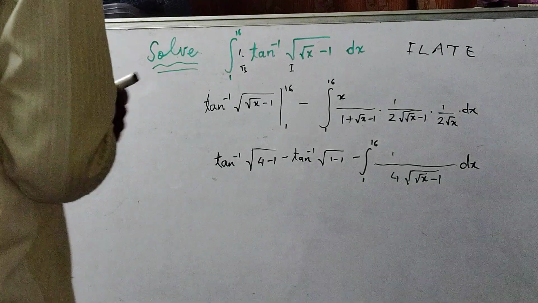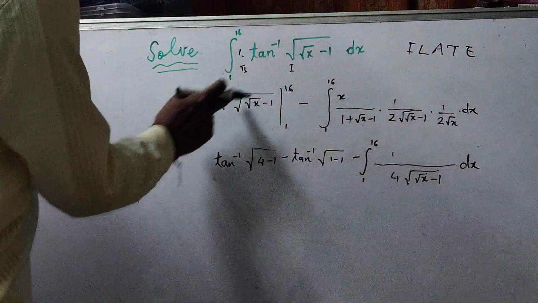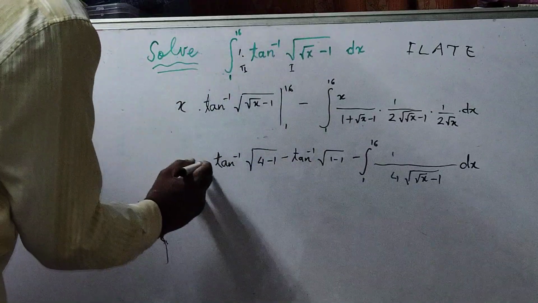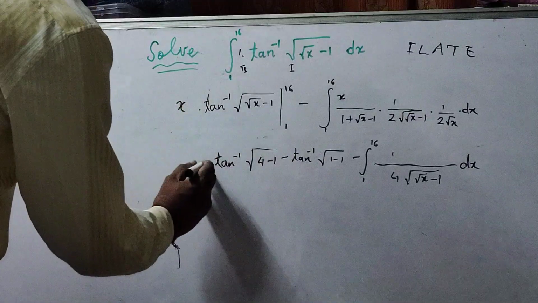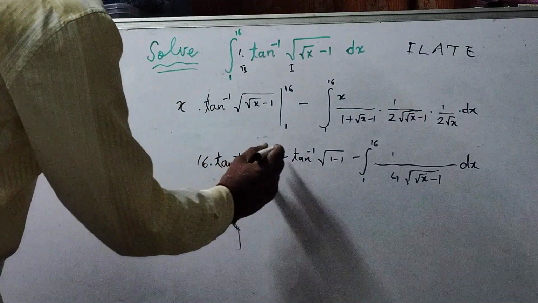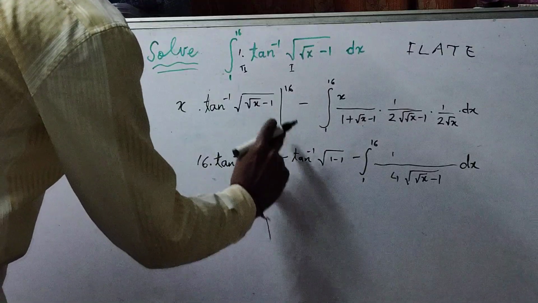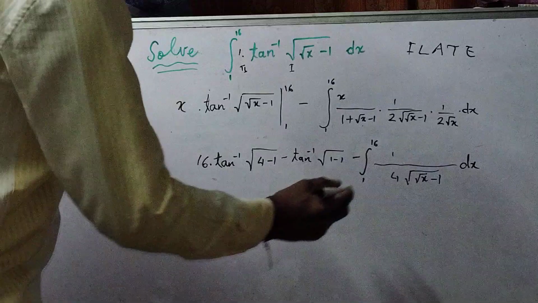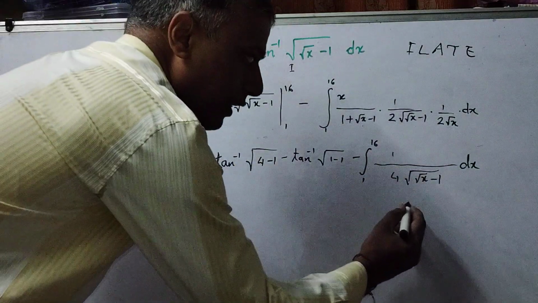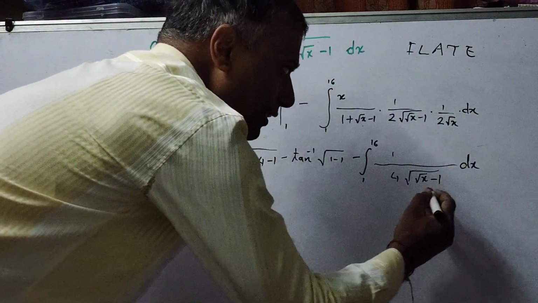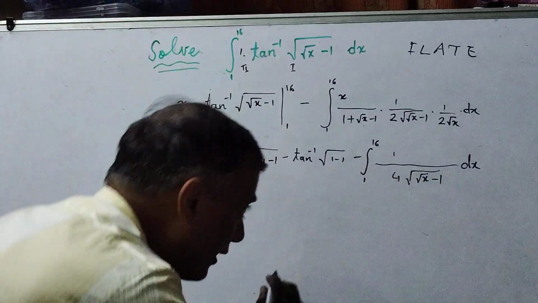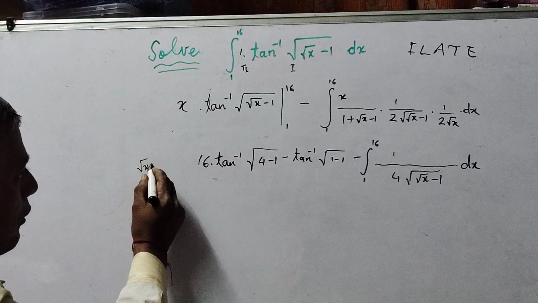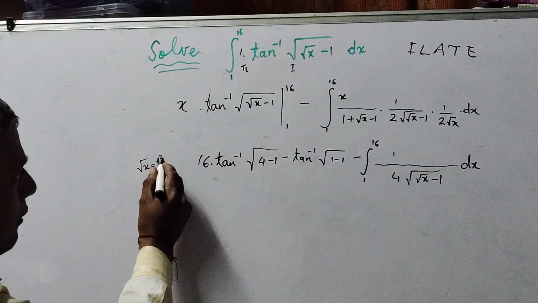Here we write as it is the first function and the second function's integration, which gives us x. So x is also there. The limit of x we plug in: 16, and here also the limit 1 we plug in. Now to solve this problem further, we assume square root x equal to t square plus 1.